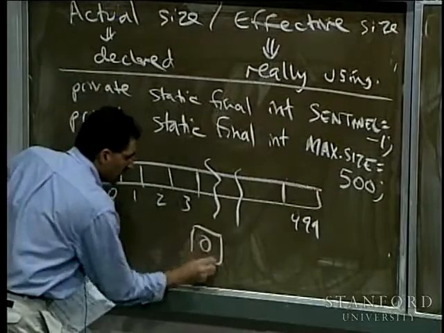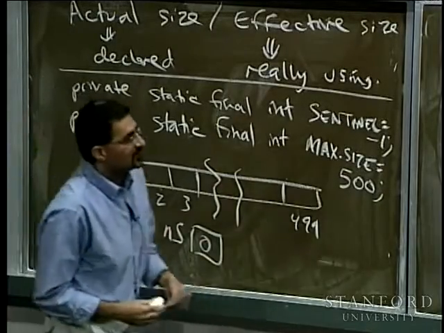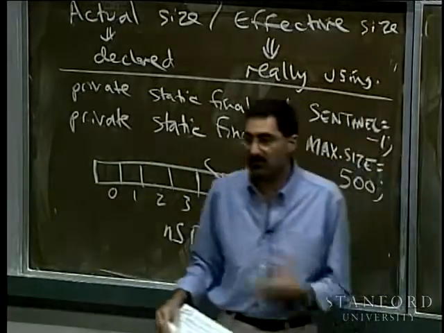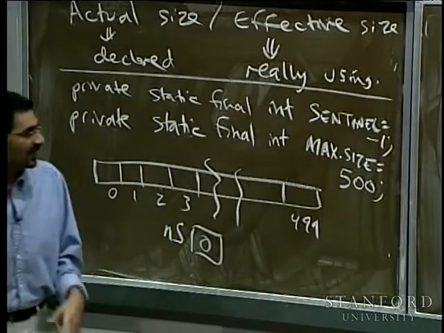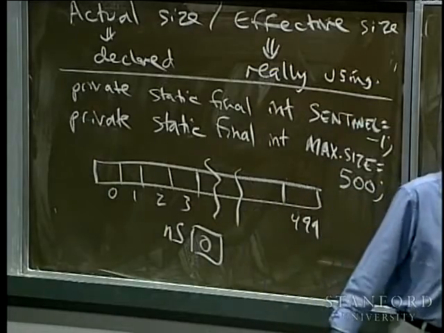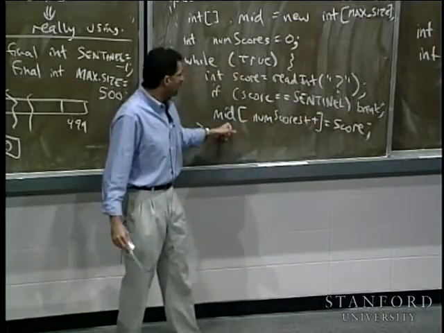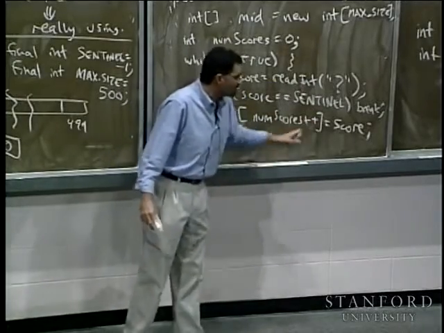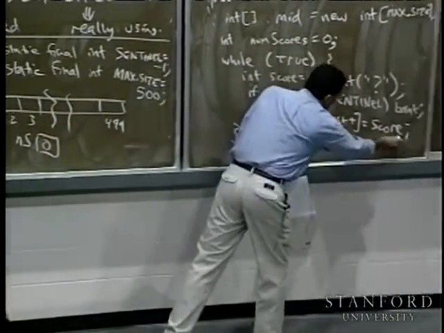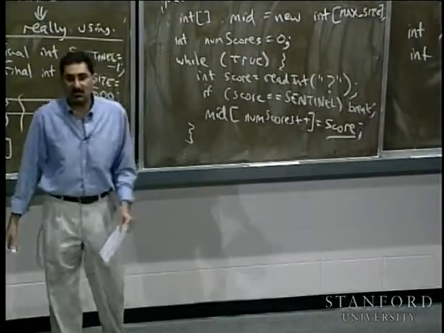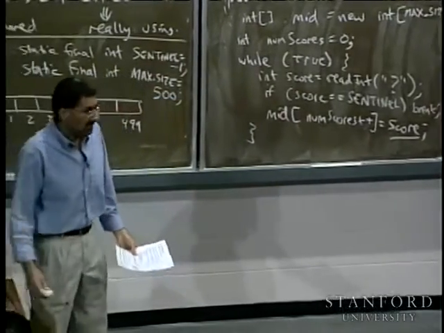So here's num scores. I'll just abbreviate NS for num scores. It comes in and says, read some score from the user. So it gets some integer, and I say, oh, someone got 100 on the exam. Wonderful thing. Is 100 equal to -1? No. So I don't break out of the loop. And now I'm going to set midterm sub num scores ++ to score. So what's that going to do? First, it's going to come over here and say, what's score? Because it always evaluates the right-hand side first. That score is 100.